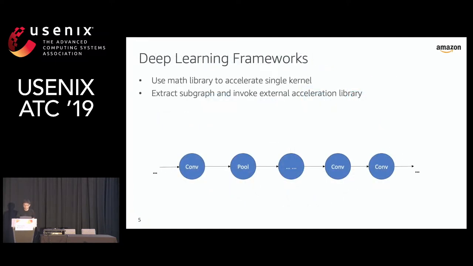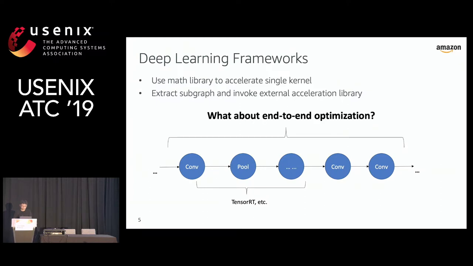There are mainly two approaches to optimize CNN model inference on CPUs. The first one is taken by the deep learning frameworks. They use external math libraries such as MKL, OpenVINO, etc. to accelerate the individual kernels, or they extract a subgraph from the network, pass it to external acceleration libraries such as TensorRT, and leave the remainder to themselves. In both scenarios, since the framework treats the acceleration library as a black box, it misses the opportunity to jointly tune the performance of the model as a whole. Moreover, external libraries only support a subset of the used operators, so the performance could be poor for uncommon models.